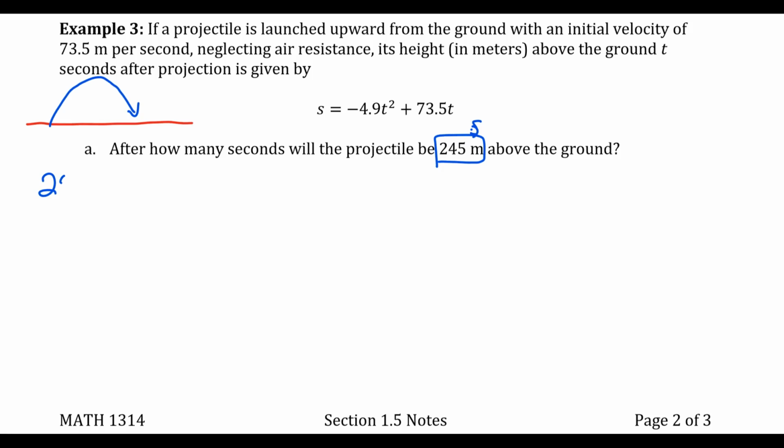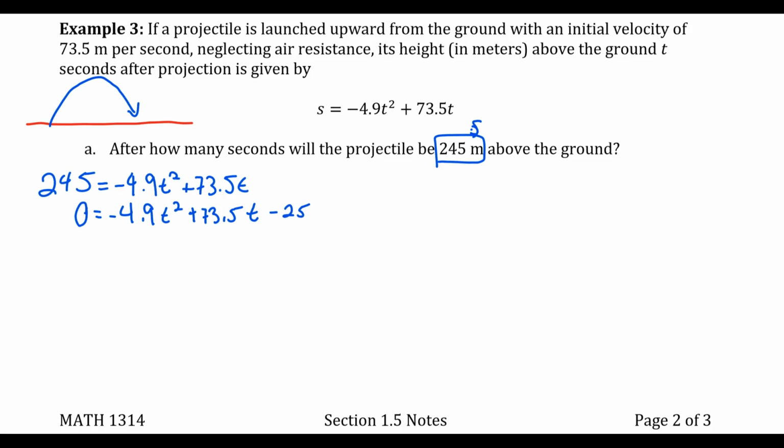So I'm going to have 245 is equal to a negative 4.9 t squared plus 73.5 t. I need to move everything to one side, so I can subtract the 245. That's not a problem. And I still have plus 73.5 t minus 245 now.